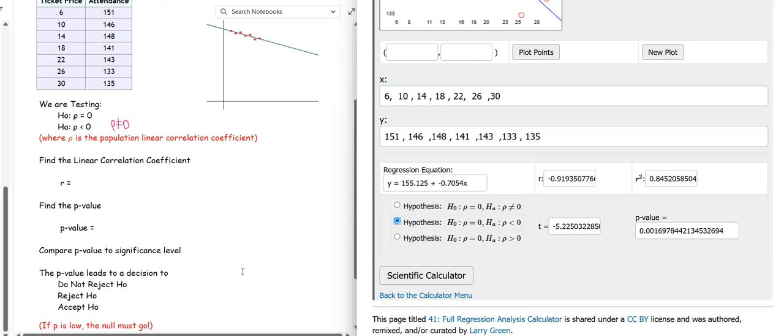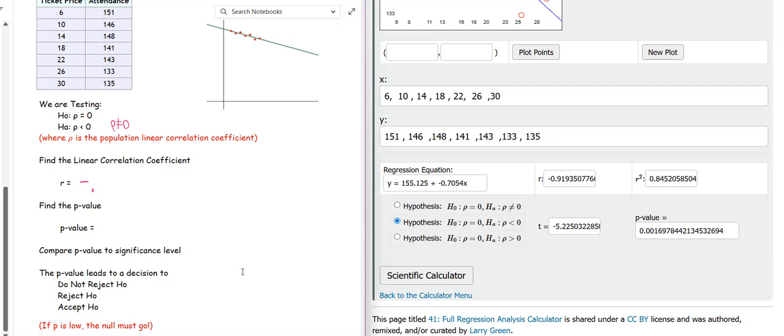Our correlation coefficient to 4 decimals is negative 0.9194. So that's a strong negative linear correlation. And the p-value to 4 decimals is 0.0017. Now in this problem, we're testing at a significance level of 0.01.